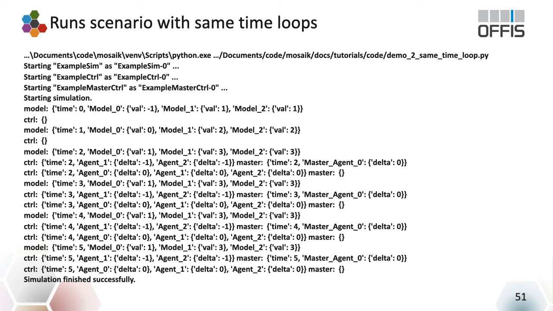I can also just start this demo. We see here the output of the execution graph. And here we see, for example, the example master controller. This 8 here is the current time step. And here we see that we have an execution at time step 8. And then again at this 8.1, so that we have no new time, but we have this same time loop where we have the first iteration, and then after that we jump to the next time step.